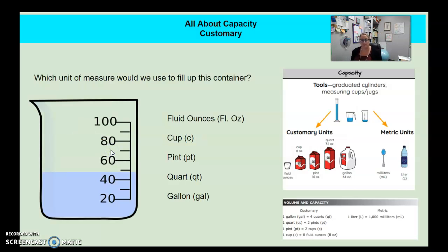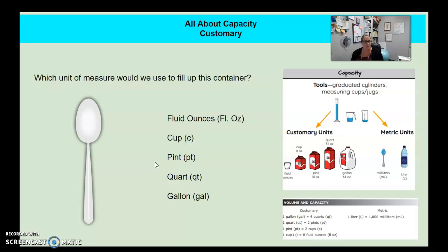Alright, what if I wanted to fill up my beaker and I wanted to see how much it could hold? You're right, it depends on what size it is. So this one's one of the smaller ones. Would I use fluid ounces, cups, pints, quarts, or gallons? That's right, I'm going to use a cup.